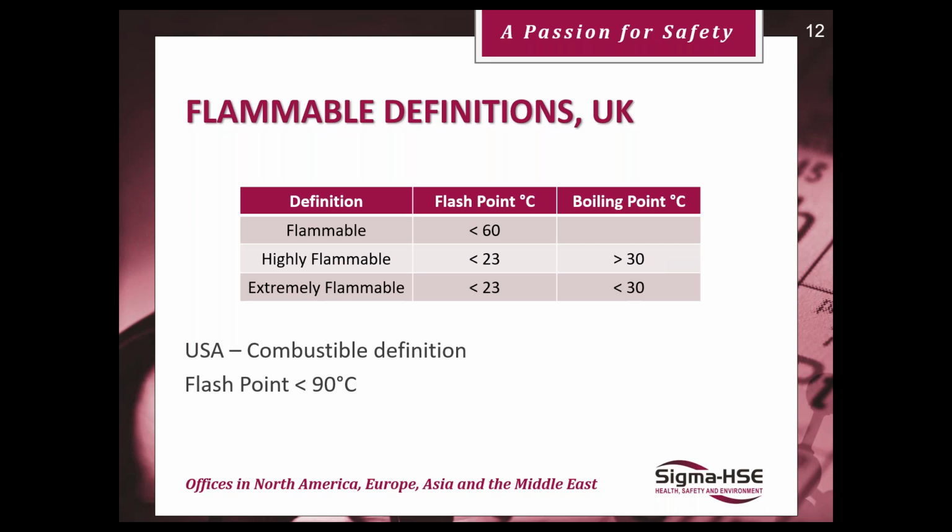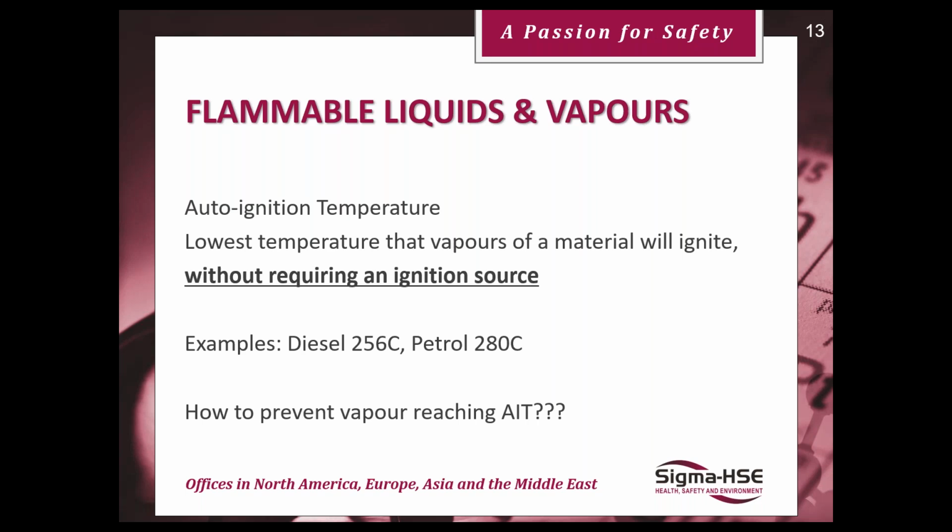The other piece of data that's important for liquids is the auto-ignition temperature. So again, it's done in specified apparatus under specified test conditions, but it's the lowest temperature at which vapours of a material will ignite without an ignition source. So the auto-ignition temperature is saying, if your only source of ignition is heat, not a spark, not a flame, but just heat, then if you've got a temperature greater than the auto-ignition temperature, the material is likely to burst into flame.